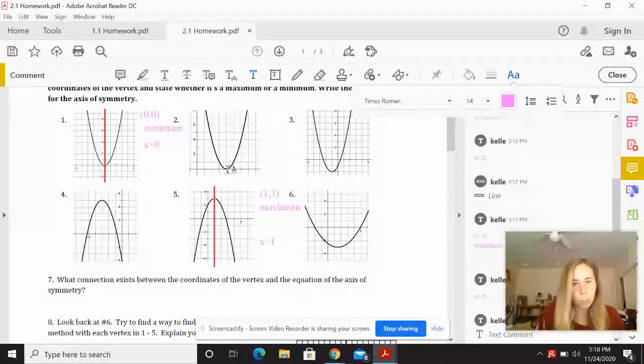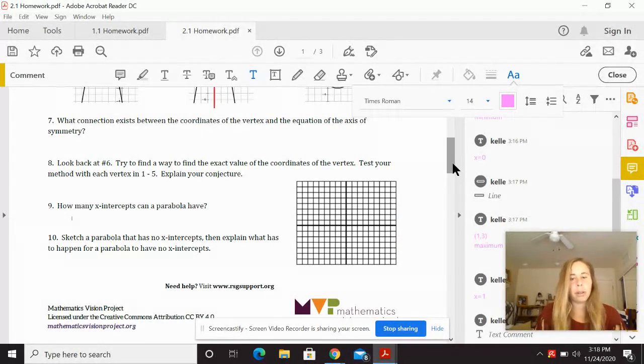So it can have one x-intercept, right? When the vertex is on the x-axis, it can have one x-intercept there, or it can intersect it twice. Or it can intersect it never, which doesn't happen in 1 through 6, but it could also intersect it never. So it's either 0, 1, or 2, and that's it.